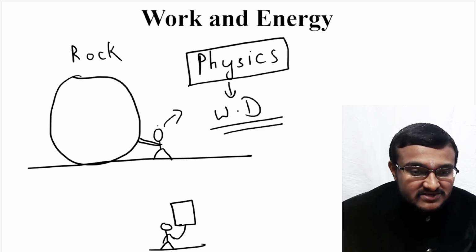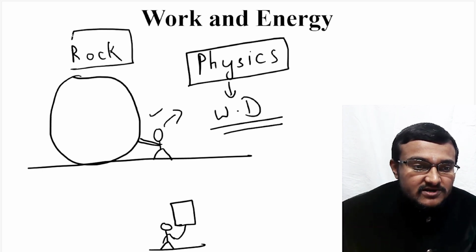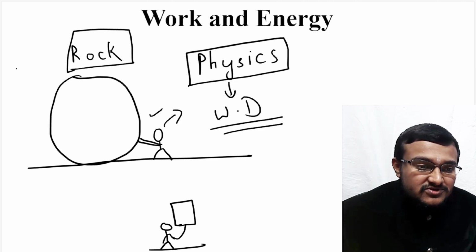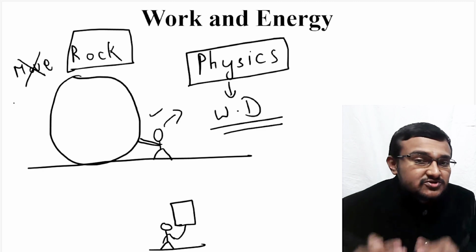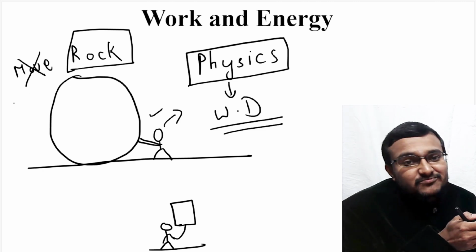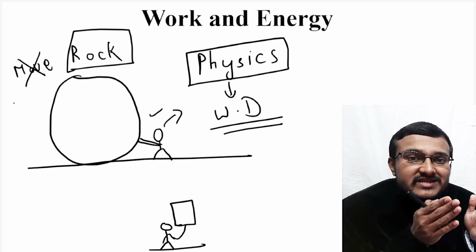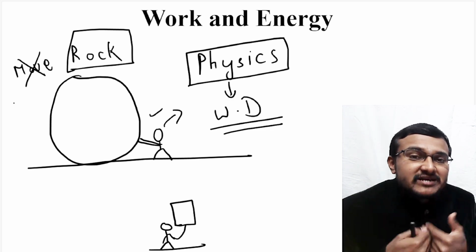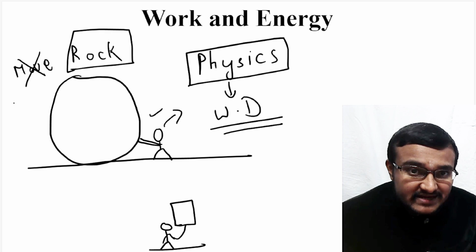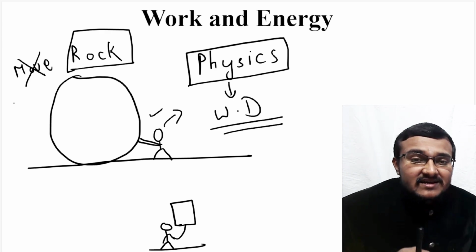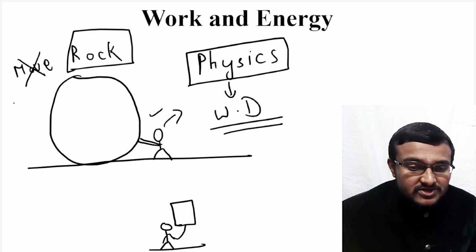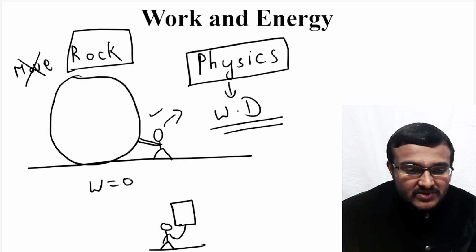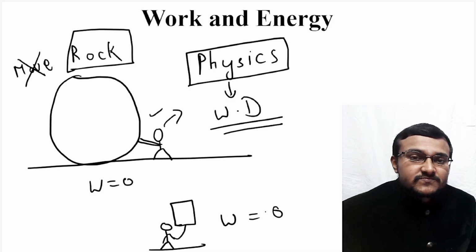Here also, when this person tries to push this rock, it doesn't move at all. There is no movement of this rock, so the rock is not displaced from its initial position. So even though the person has spent energy, even though he has got tired, and even though in general he has done some work, according to physics, according to science, he has not done any work. Work done is zero. So here also work is zero and here also work is zero.